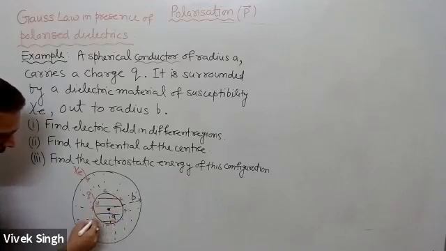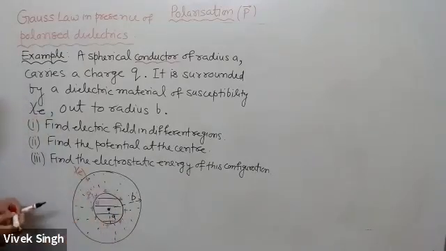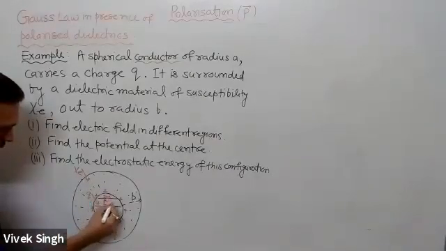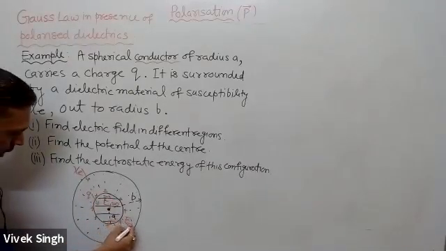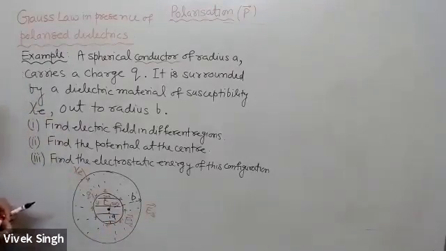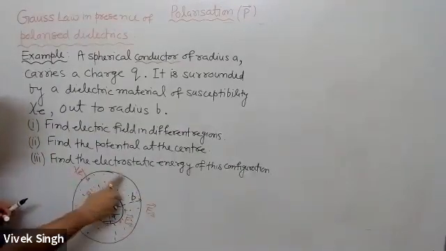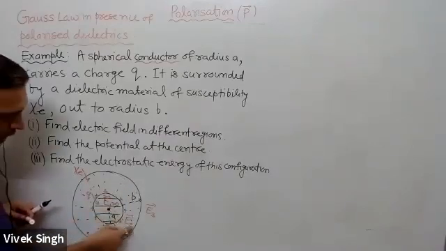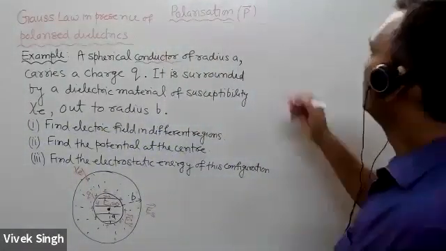You know this property. Charge will distribute uniformly over the surface. So you will get E1 is 0. Inside conductor electric field is 0. You have to find E2 in this region and then you have to write E3 outside. You have a conductor that is surrounded by a dielectric material. So in a conductor, electric field will be 0. We have to find E2 and E3. Okay?